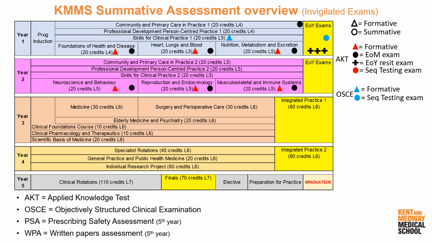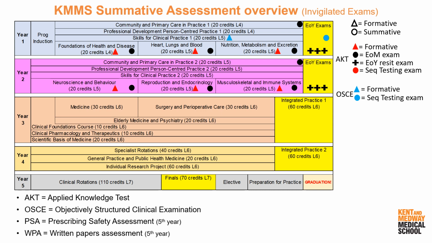When we get to year 2, it's a very, very similar structure. As you can see for the three system-based modules here, all of them have an NTT, a formative AKT, 30 items with an end of module exam, which the students can then write. And if they do pass that, they have then completed the assessments for those modules. And at the end of the year, they have a reset opportunity for any modules that were unsuccessful during the year of those three system-based modules.